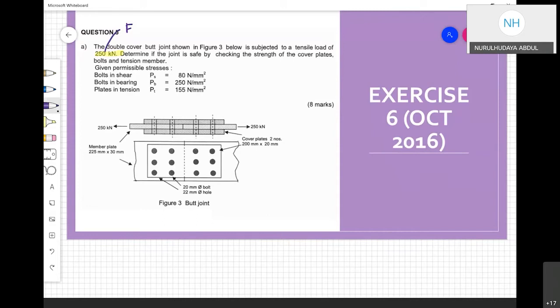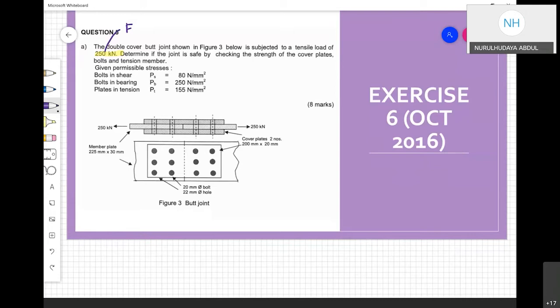The question asks you to calculate the cover plates, meaning you have to calculate their tensile stress. And then you have to calculate the bolts. For bolts, obviously there are two: one for shearing and another for bearing. And also the tension member. The tension member here is actually the member plates, because you know we have two types of plate, which is the cover plate or splice plate, and another one is the member plate.